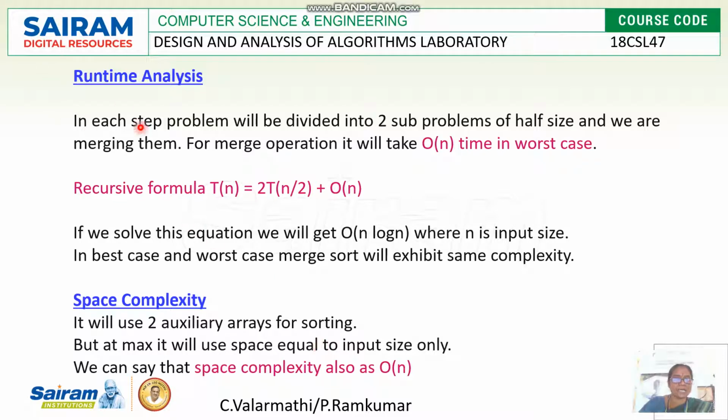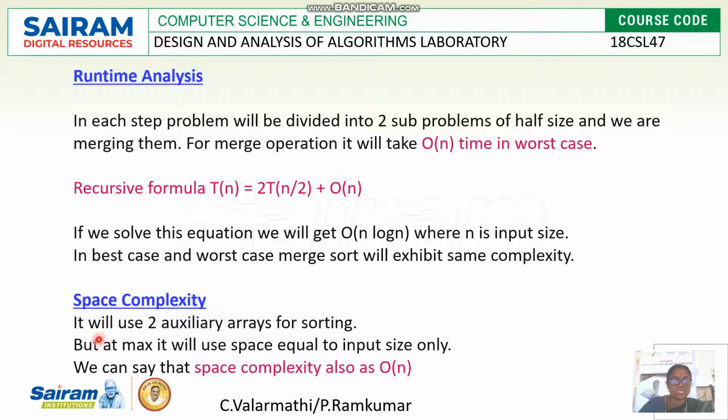So we'll have the runtime analysis of this merge sort. It takes the formula T(n) = 2T(n/2) + O(n). That means it will take order n work at each level, and the best case and worst case have the same kind of complexity.